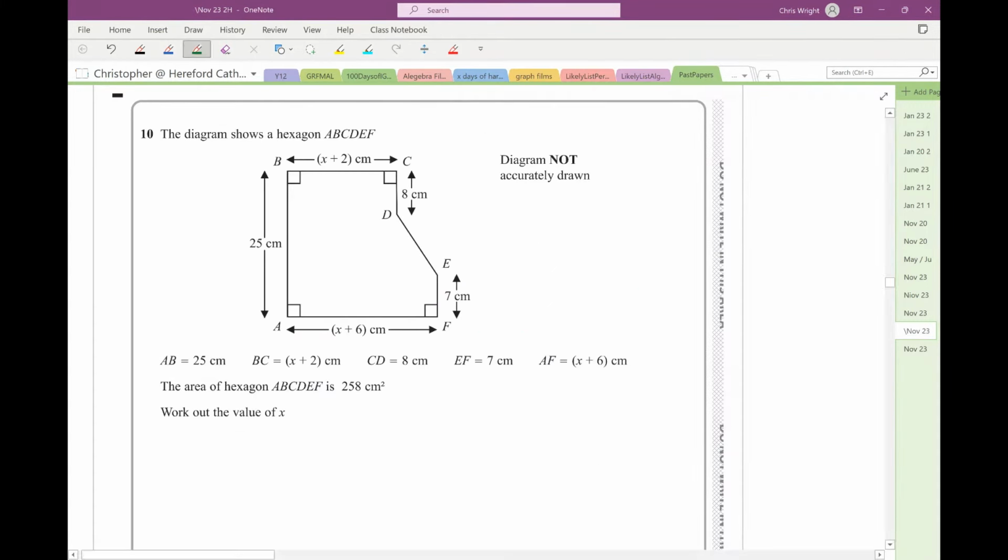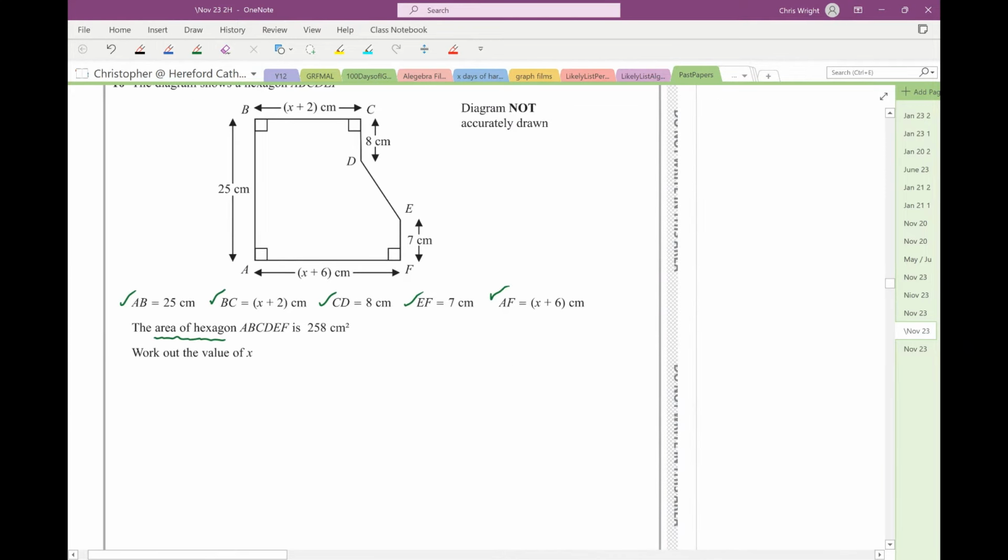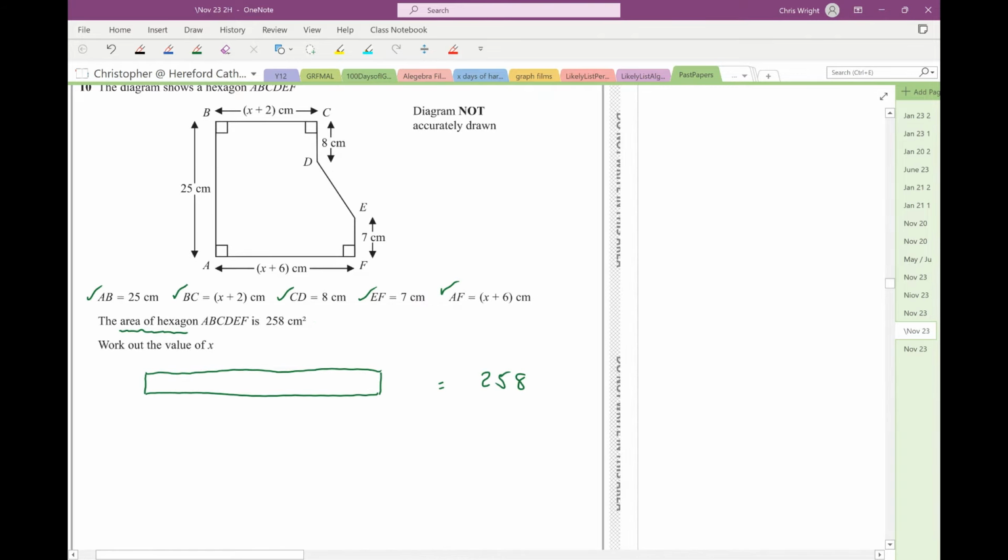Question 10. Right, we've got a hexagon here, and we're told various lengths. Let's just check that each of those are labelled on the diagram, and they are. Now we're told the area of the hexagon is 258, and we have to work out the value of x. So what we're going to need to do is come up with an expression in terms of x for the area, and that's going to equal 258. And then we can solve that equation to find x.